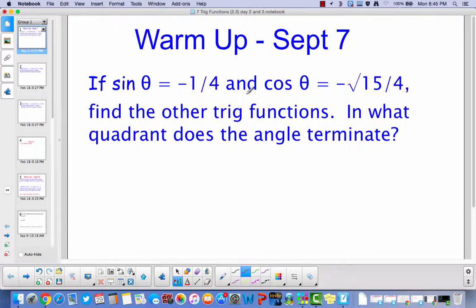All right. So now let's talk about where it is. Sine is negative in the third and the fourth quadrant. Cosine is negative in the second and the third quadrant. Where are they both negative? So it has to be a third quadrant angle. So let's draw what that looks like.